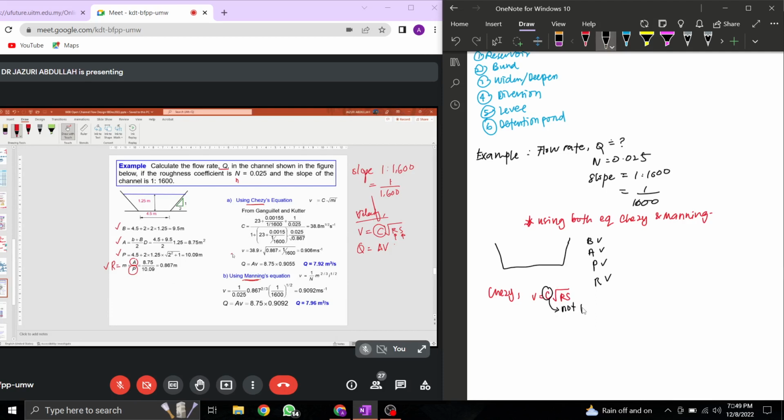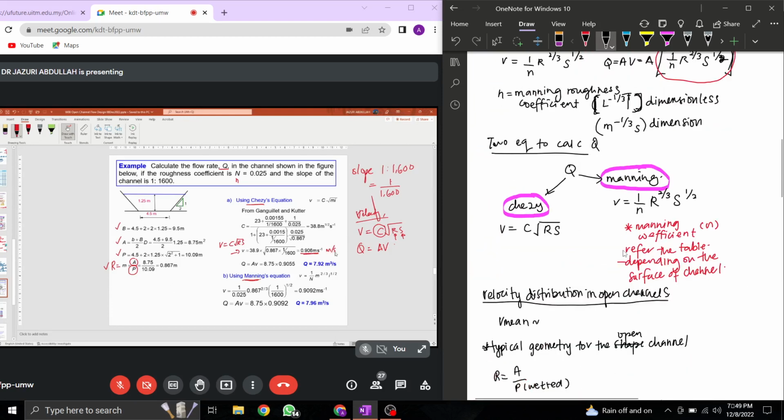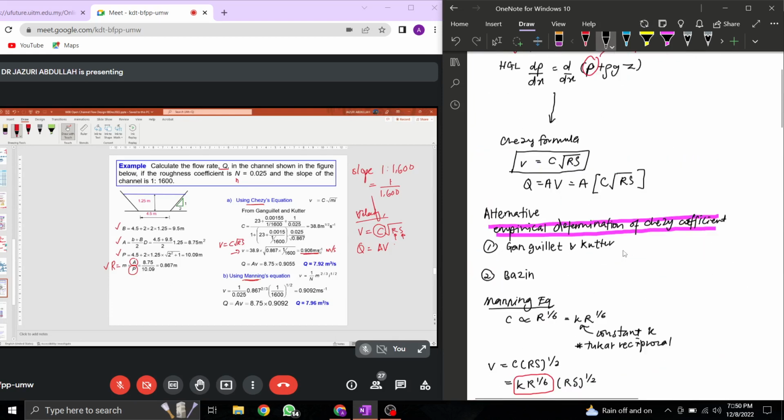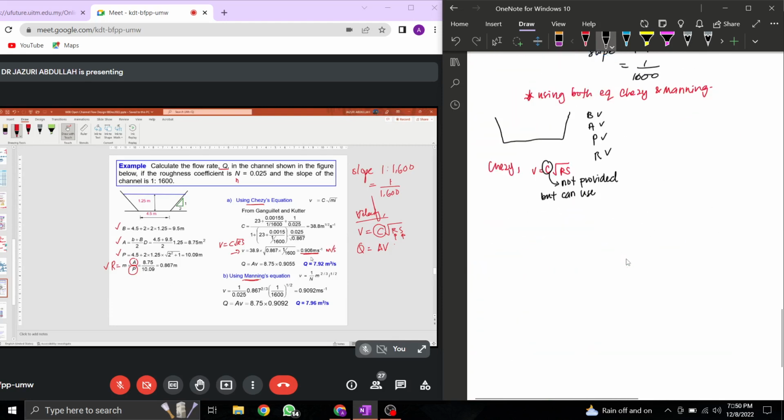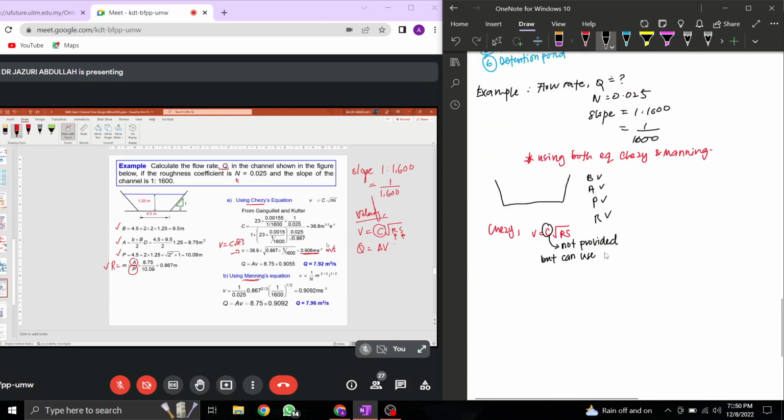So this is the equation yang saya bagi tahu. So V equal to C square root of RS. Okay, so when you substitute into the equation, you akan dapat 0.9. And then make sure you ada unit dia. So unit dia adalah meter per second. So if you didn't put the unit, saya akan tanda salah, walaupun value dia adalah betul. Tapi hanya untuk markah jawapan saja, your method akan dapat. And then to calculate the Q akan dapat equal to AV. Dia akan dapat 7.92 meter cube per second.